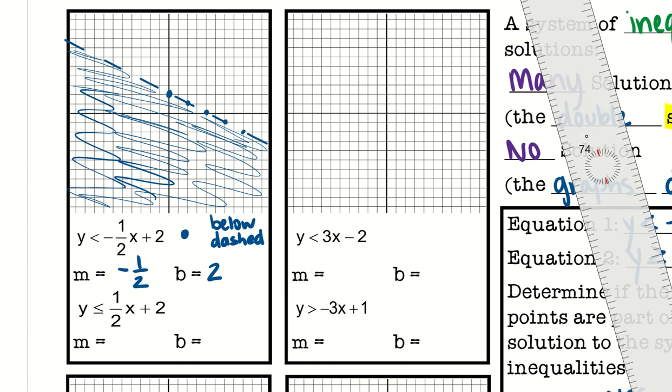Okay, now I go to the second one. The second one, the y-intercept is 2 and the slope is +1/2. I notice that it is less than, so that means when I shade this one, I'm going to go below, and it has an equal to, so I'm going to need a solid line. So I'm going to start at 2 again. This time the slope is positive 1/2, so I'm going to go up 1 over 2.